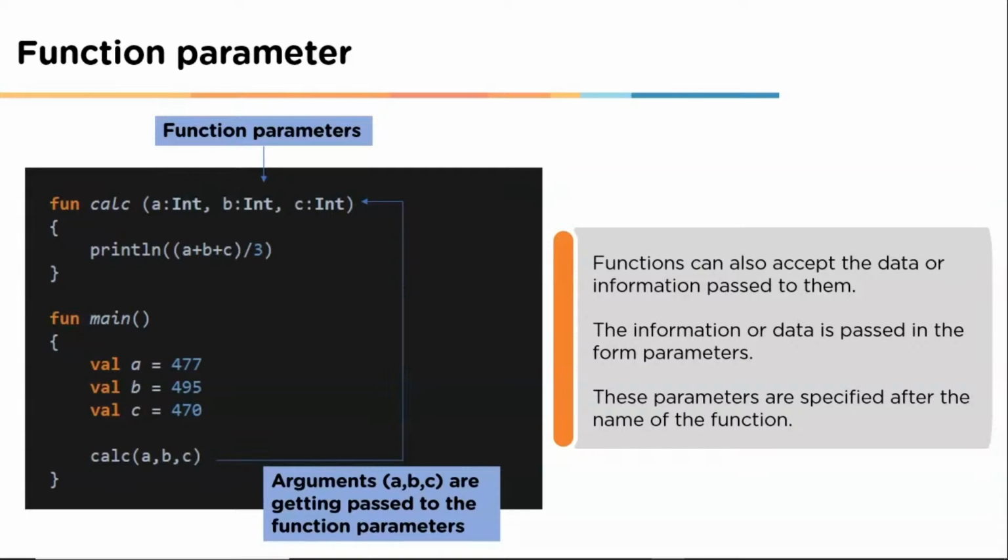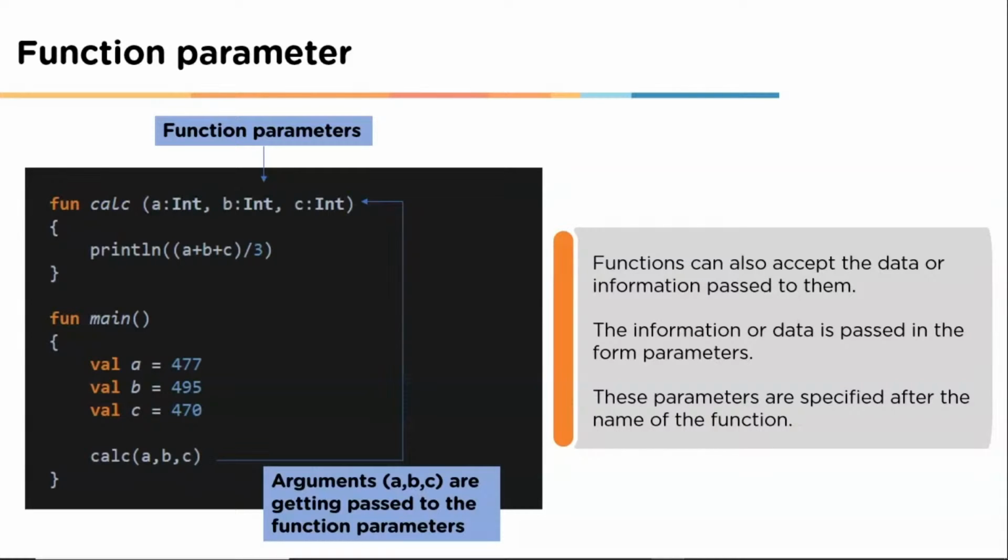For example, as you can see, function calc is accepting 3 parameters a, b and c of integer type. These 3 arguments or values are passed from the main function where the function call is made. So a, b and c are passed to the calc function and the function is providing the average of these 3 values. Also, the values that are passed to the functions are called arguments, and the parameters are the values that are defined in the function definition.